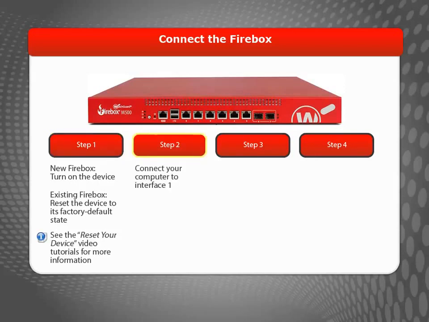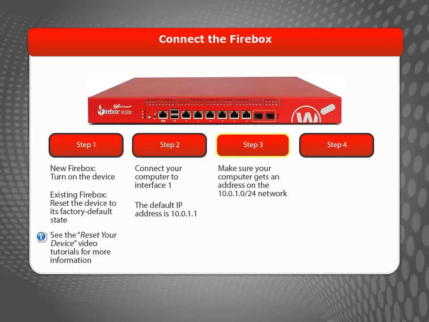Next, use a network cable to connect your computer to Interface 1 on the Firebox. The factory default IP address for Interface 1 is 10.0.1.1, so your computer also needs to have an IP address on that network in order to connect. If your computer is set up to get an IP address from DHCP, the Firebox will automatically assign your computer an IP address when you connect to Interface 1. Otherwise, you must manually configure your computer to use an IP address on the same subnet.